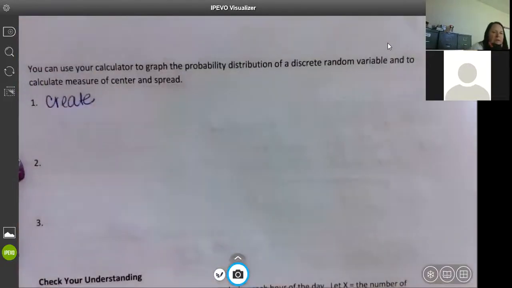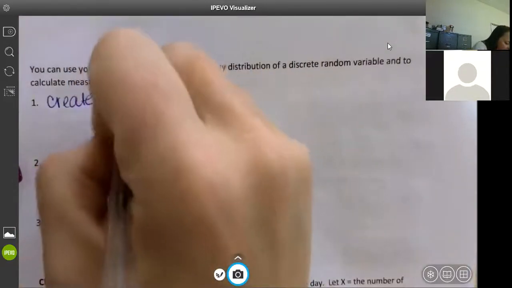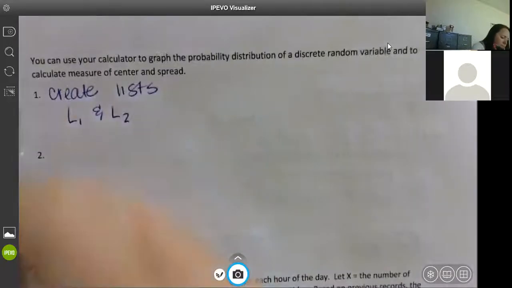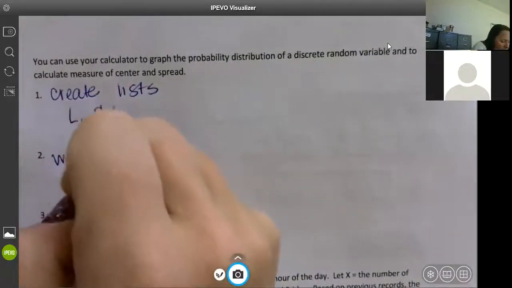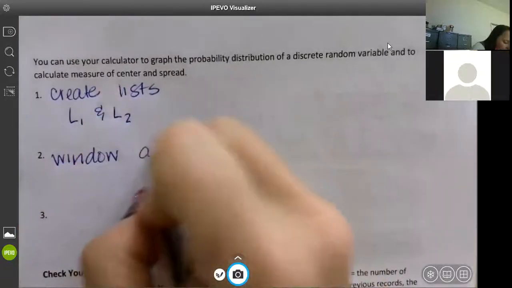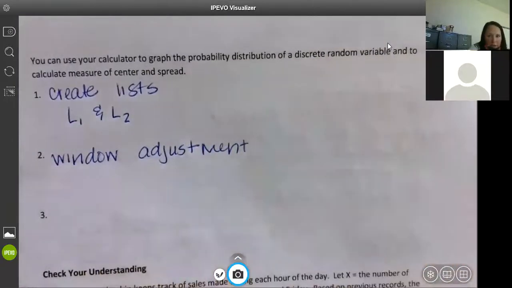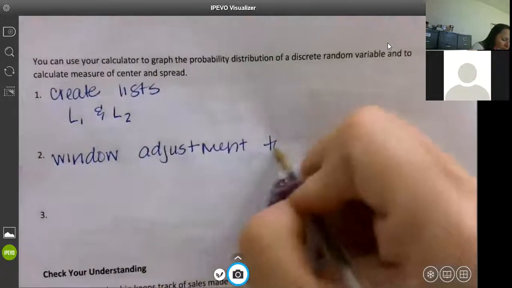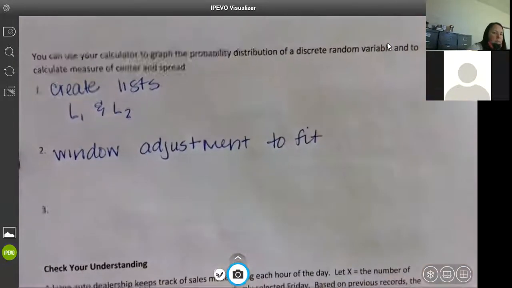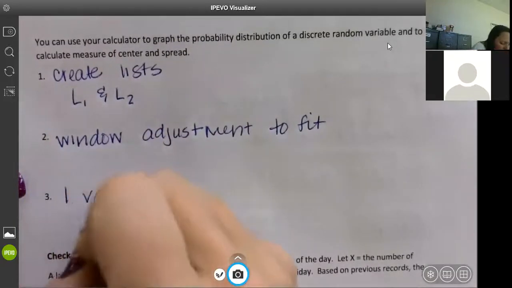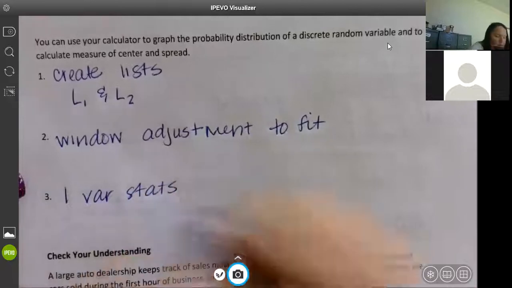So the first thing you're going to do, and I made this really short and sweet. There's a lot that's supposed to be there, but I made it super short because you guys can handle it. So create lists, that'll be L1 and L2. For your histogram, do a window adjustment for it to fit. That's where I screwed up, Rachel. And then the third thing that you're going to do is your 1-Var Stats.